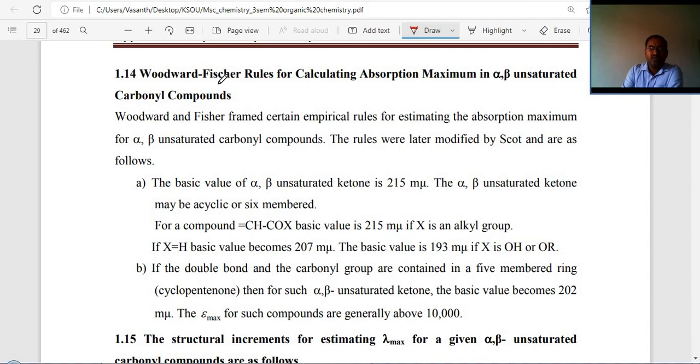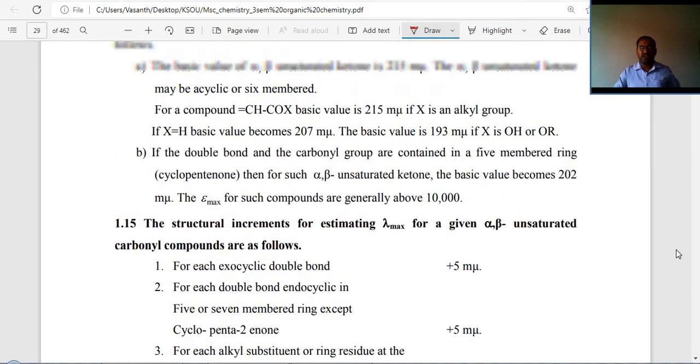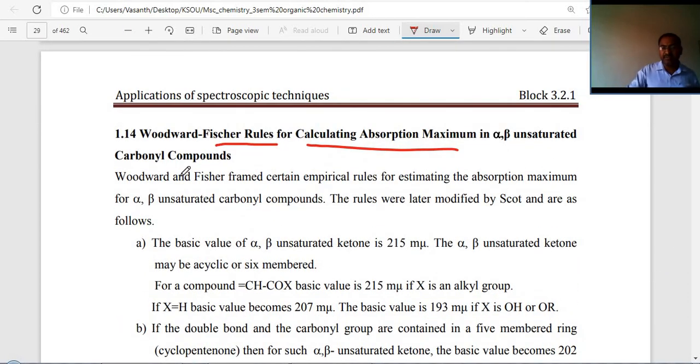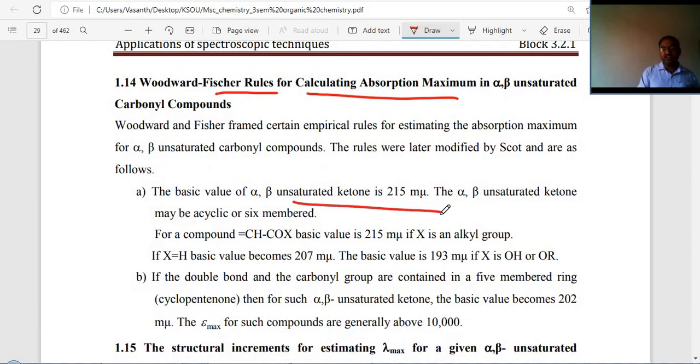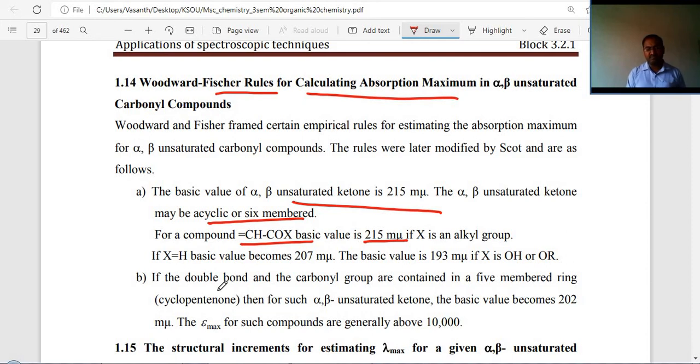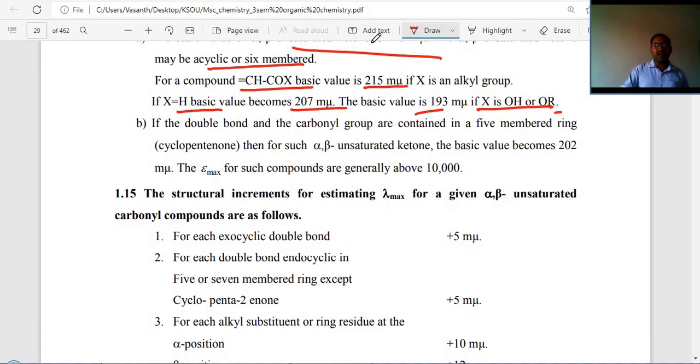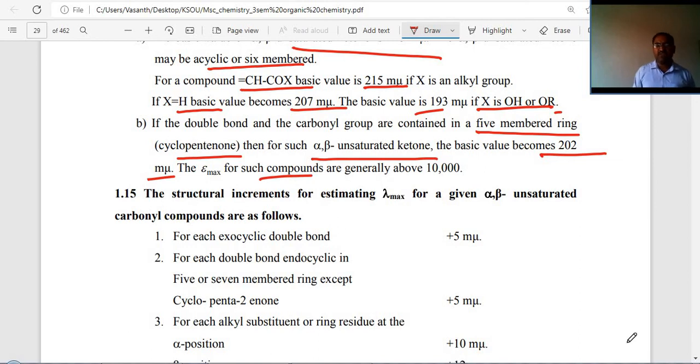Next are the Woodward-Fieser rules for calculating the absorption maximum in alpha beta unsaturated carbonyl groups. The basic value for an unsaturated ketone is 215. The alpha beta unsaturated ketone may be acyclic or six-membered. For such a compound, the basic value is 215. If X is H, the basic value becomes 207. If X is OH or OR, it is 193. If the double bond and carbonyl group are contained in a five-membered ring, that is cyclopentenone, then the basic value becomes 202 nanometer. The epsilon maximum value here is 1000.